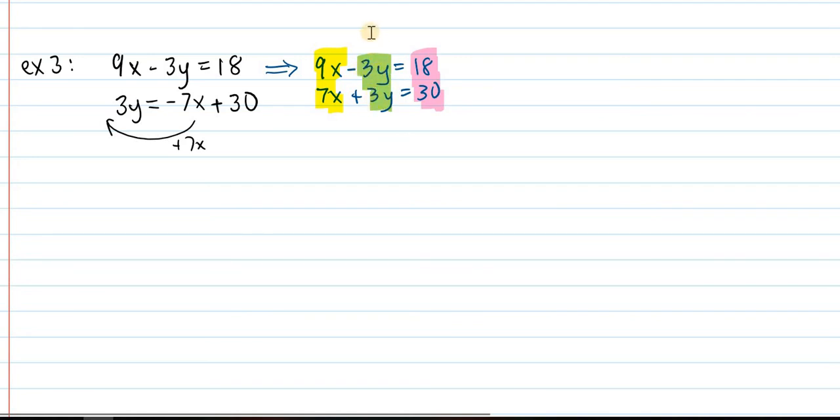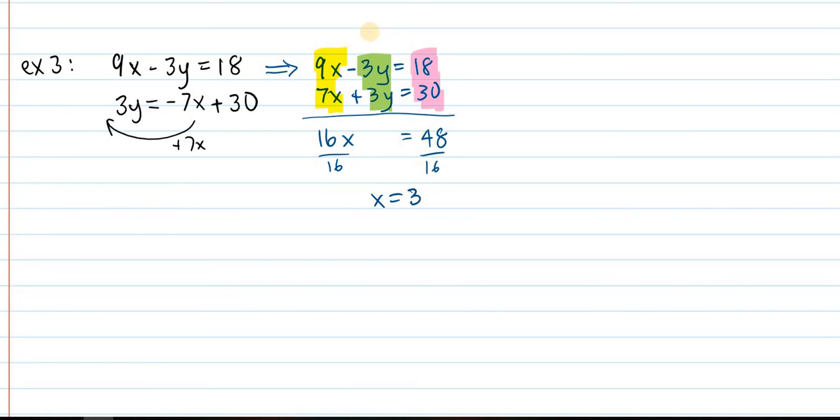I note that my y values have opposite coefficients, a -3 and a +3. So if I add, they will eliminate. So I add 9x and 7x, and I get 16x. 3y and 3y gives me 0. And then 18 and 30 gives me 48. To solve for x, I divide by 16 on both sides, and I get x equals 3.